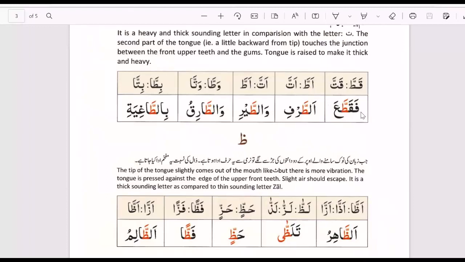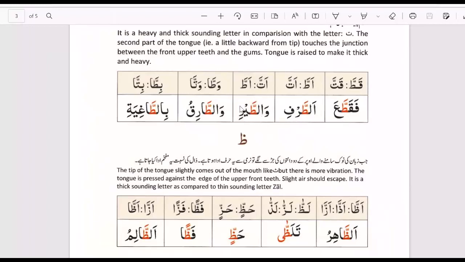So over here, faqatta. Similarly, over here, you can see that this is letter Ta with a shadda on top of it. Atta, you're going to make a heavy sound. Whereas over here, this is the letter Ta. Over here, we have mushadda Ta. At-Tarfi.